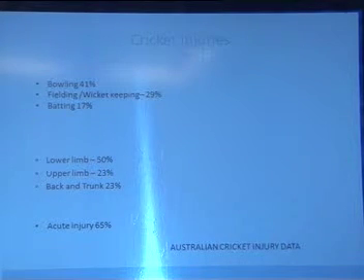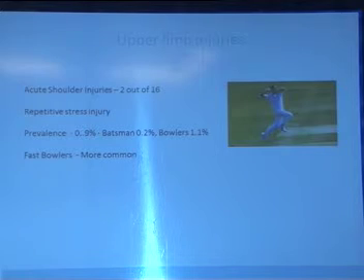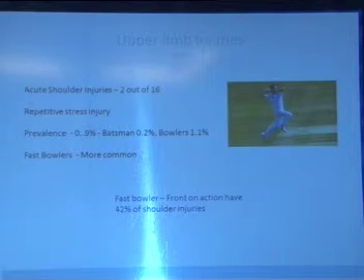This is from Australian cricket injury data. To isolate the shoulder injuries, acute shoulder injuries are about 2 out of 16. So the chance of getting a shoulder dislocation or something like that is very rare. But you get repetitive stress injury. The prevalence right now is about 0.9% of them having shoulder problems. Batsmen have less, bowlers have very high, and fast bowlers have the most common type of shoulder problems. And in fast bowling, those with a front-on action will have more shoulder injuries.